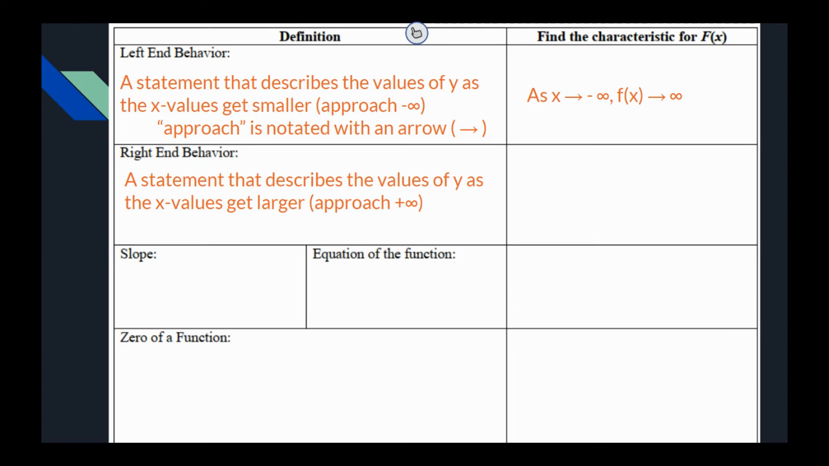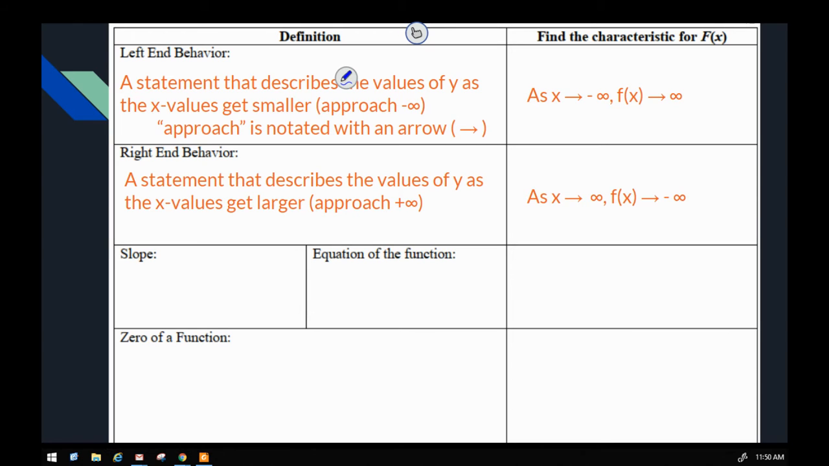Okay, so the right end behavior for our line, what's happening on the right-hand side of your graph? What are your y values doing? They're decreasing, so they're getting closer and closer to negative infinity. As x approaches positive infinity on the right-hand side, f of x is going to approach negative infinity. So the only thing that you're ever going to have to change in this statement are these last 2 things. The beginning part is always going to be the same for left and always going to be the same for right.